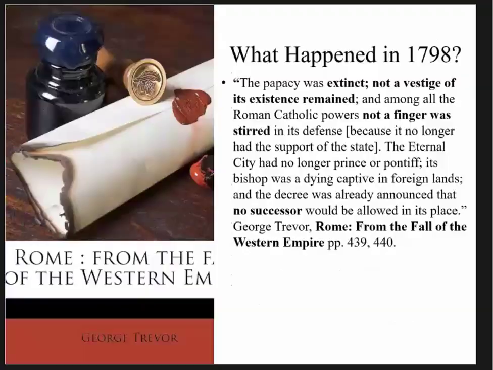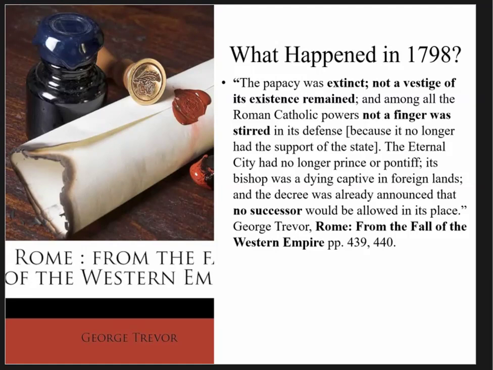Now, what happened in the year 1798? The year 1798 marked the climax of the French Revolution. The French Revolution began in 1789. The revolution was an uprising against both kingly power and priestly intolerance. People had had enough of the church and its nonsense, and they had had enough of the king.